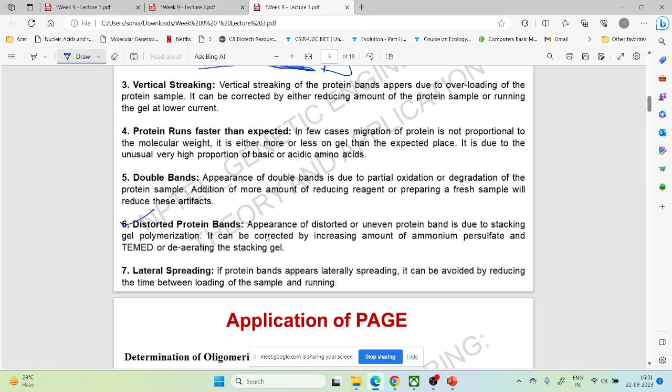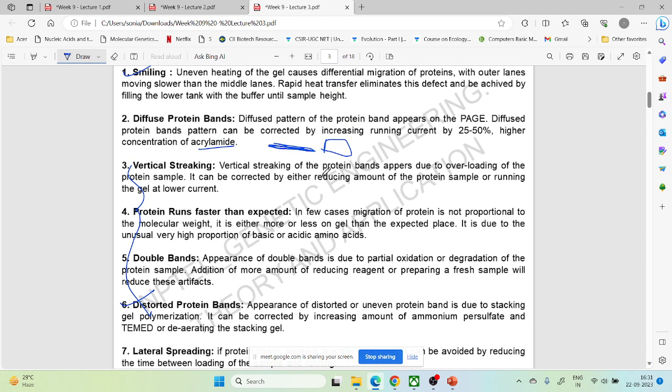So distorted protein bands are because of the stacking gel polymerization, which can be corrected by increasing the amount of ammonium persulfate or TEMED. So all these things are there. You just need to have a basic read and you will get through it. The only 2 points which were important are lateral spreading and smiling bands that we have already discussed. That's why I gave questions about these 2 bands. Diffused protein bands also occur, so there are many things.